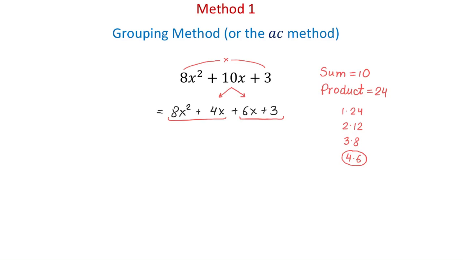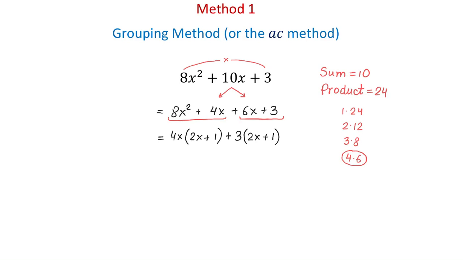In the first group, we will factor out the greatest common factor, which is 4x. 4x, then parenthesis, 4x times 2x will give us 8x squared, then 4x times 1 will give us 4x. Let's do the same in the second group. The greatest common factor in the second group is 3. Factor out 3, then in parenthesis, 3 times 2x is 6x, and 3 times 1 is 3.